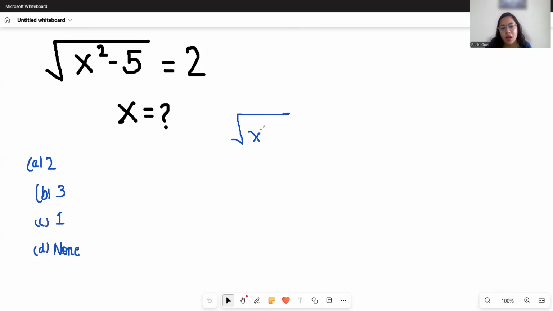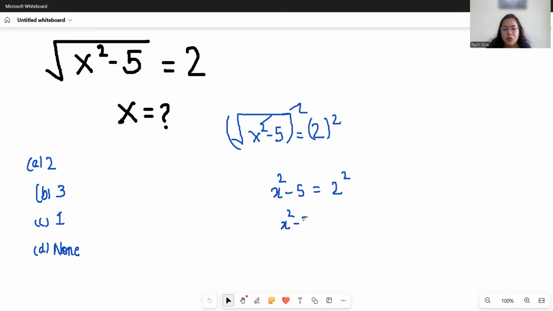So we are given square root of x square minus 5 equal to 2. Now if we square both sides, the square root is removed. So x square minus 5 equal 2 square. x square minus 5 equal 2 square, which is 4. x square equal 4 plus 5. So x square equal 9.